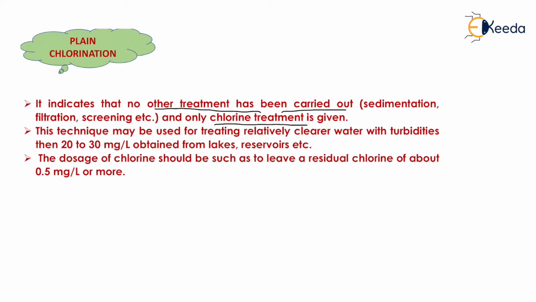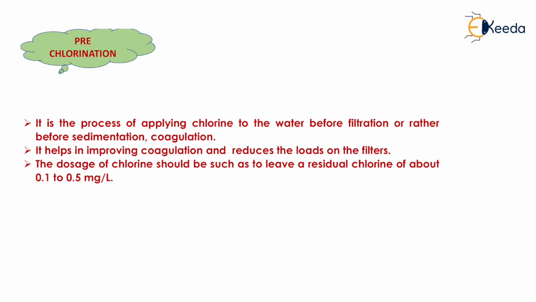Now this technique may be used for treating relatively clearer water with very low turbidities, that is 20 to 30 milligram per liter, obtained from lakes, reservoirs, etc. The dosage of chlorine should be such as to leave a residual chlorine of about 0.5 milligram per liter or more. It means that the dosage of chlorine should be such that a residual chlorine of about 0.5 milligram per liter or more will be carried to the next unit, that is the softening process. Clear? Now the next type of chlorination is the pre-chlorination.